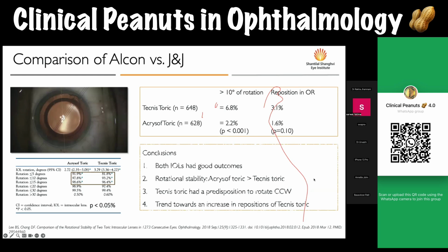He found that although the number of repositions was not significantly different, he accounted for that because not all the lenses that rotate are repositioned in the OR. He stated that although both IOLs had a good outcome, the rotational stability of the Acrysof toric at that time was much higher than that of the Technis toric, which was the Technis toric 1. The Technis toric had a predisposition to rotate counterclockwise, and there was a trend towards an increase in repositions with it.